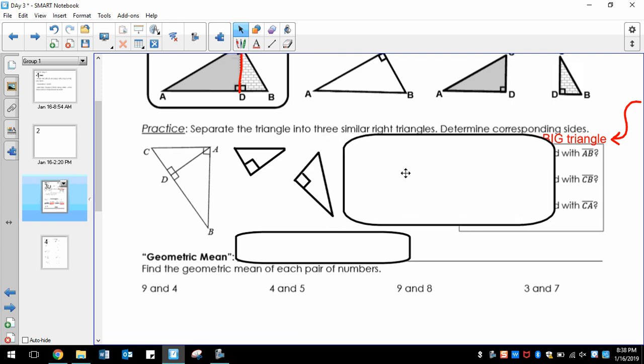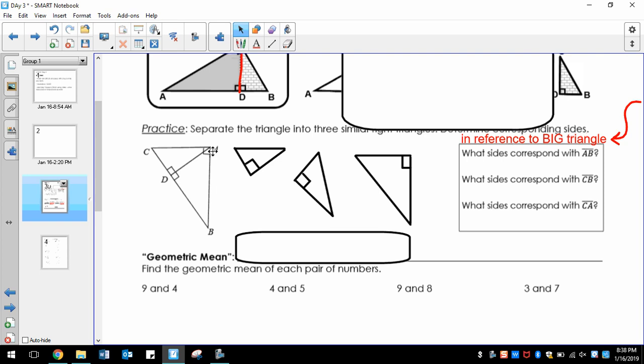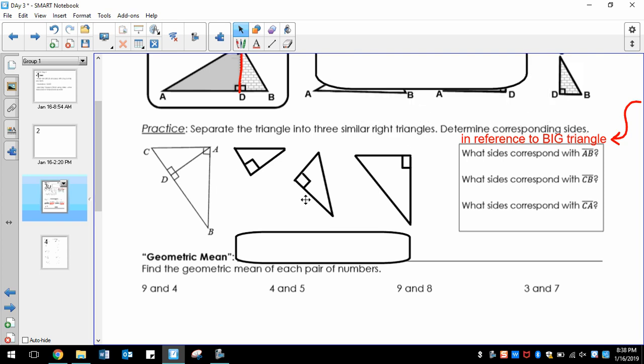That's the little one, and then we have the medium-sized one, which is right here, which is A, B, D. You can go ahead and label the sides there. And then, of course, we have the full-size triangle, which is how it all started. We have the A, B, C orientation right here. It'll be a lot easier for you to work with these if you draw them in the same orientation as they were in the picture. Just separate them and draw them off to the side. This question over here wants to know what sides correspond to segment AB, CB, and CA.